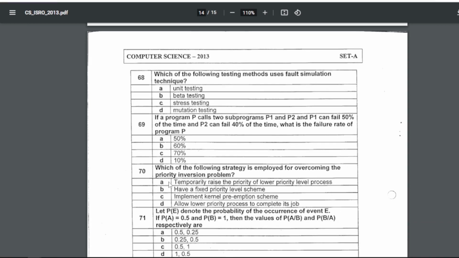Okay, next question is question number 69. If a program P calls two subprograms P1 and P2, and P1 can fail 50% of the time and P2 can fail 40% of the time, what is the failure rate of program P? Then for 69, our answer will be 70%, right? So remember, the answer will be 70%.